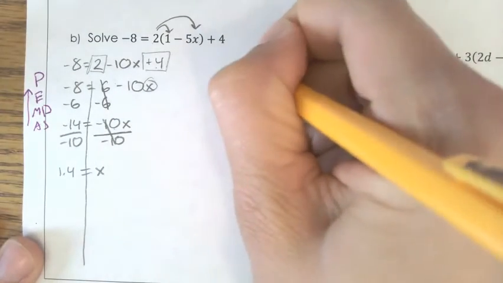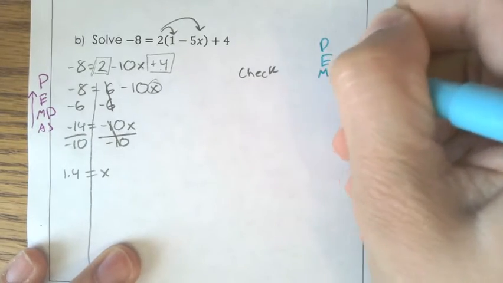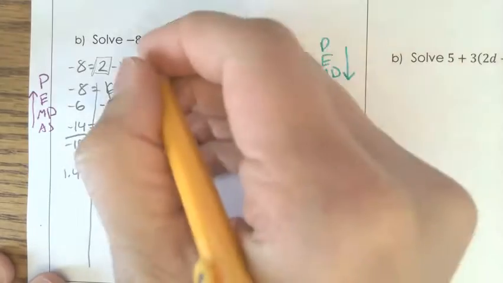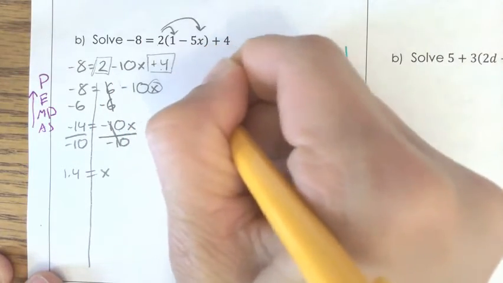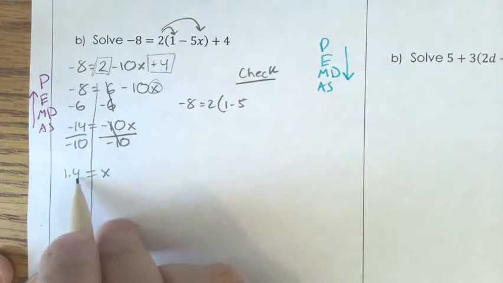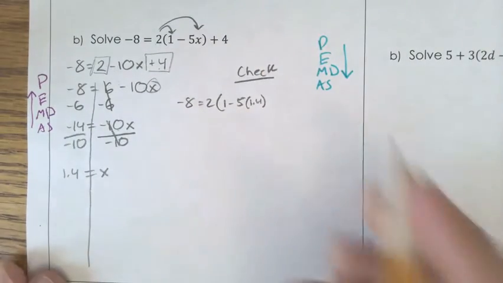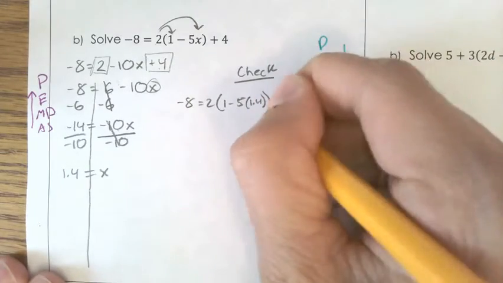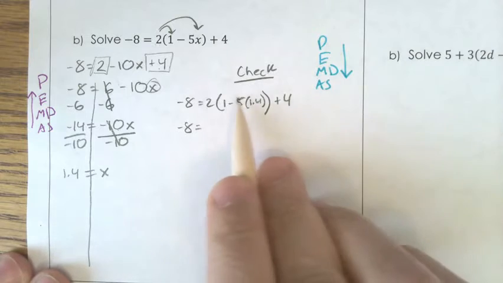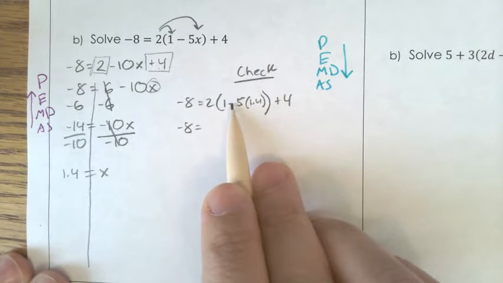Let's check it. And we'll do PEMDAS like normal. So I'm going to copy down the original equation. Oh, rather than an x, I'm going to plug in 1.4. I'm going to put that in another set of parentheses to show we're multiplying. Okay, so first I need to do parentheses. So within those parentheses, I first need to do my multiplication and then my subtraction here.